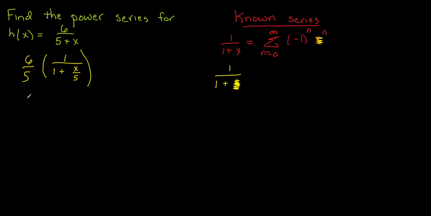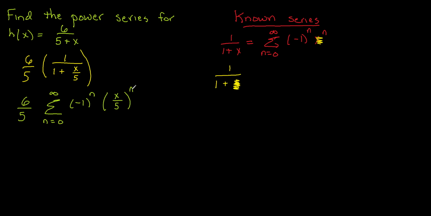So let's finish this problem off. Out in front, I'm going to have 6 over 5. And then instead of 1 over 1 plus x over 5, I'm going to have the sum, as n goes from 0 to infinity, -1 to the nth power times whoozy-watsy, or my unknown quantity, to the nth power. And in this case, my unknown quantity, or my variable expression, is the x over 5. And that's it. That's the final answer.